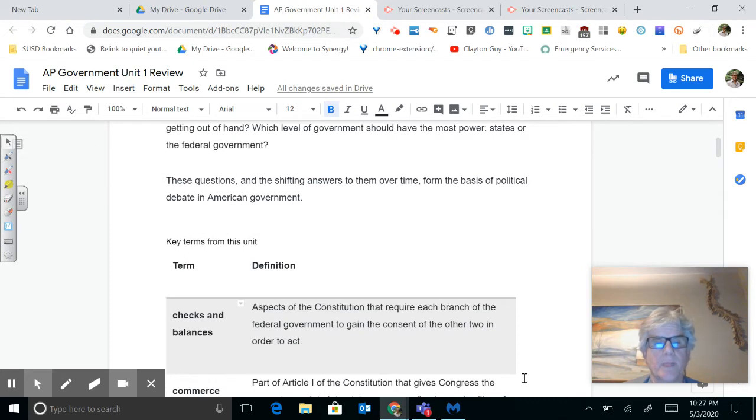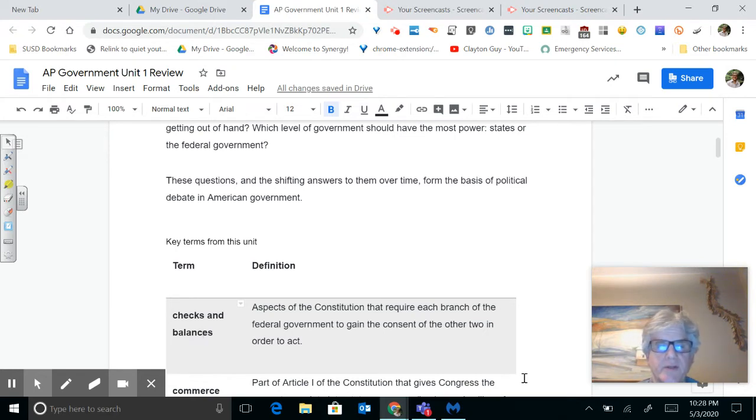Checks and balances, aspect of the Constitution that requires each branch of federal government to gain the consent of the other two in order to act. It's a way where one branch can stop the other branch from being too powerful. Each branch has checks on the other branch to keep them from being too powerful or being tyrannical. For example, the executive branch can check the legislative branch by vetoing a bill. They can check the judicial branch by nominating judges and not enforcing a judicial decision.